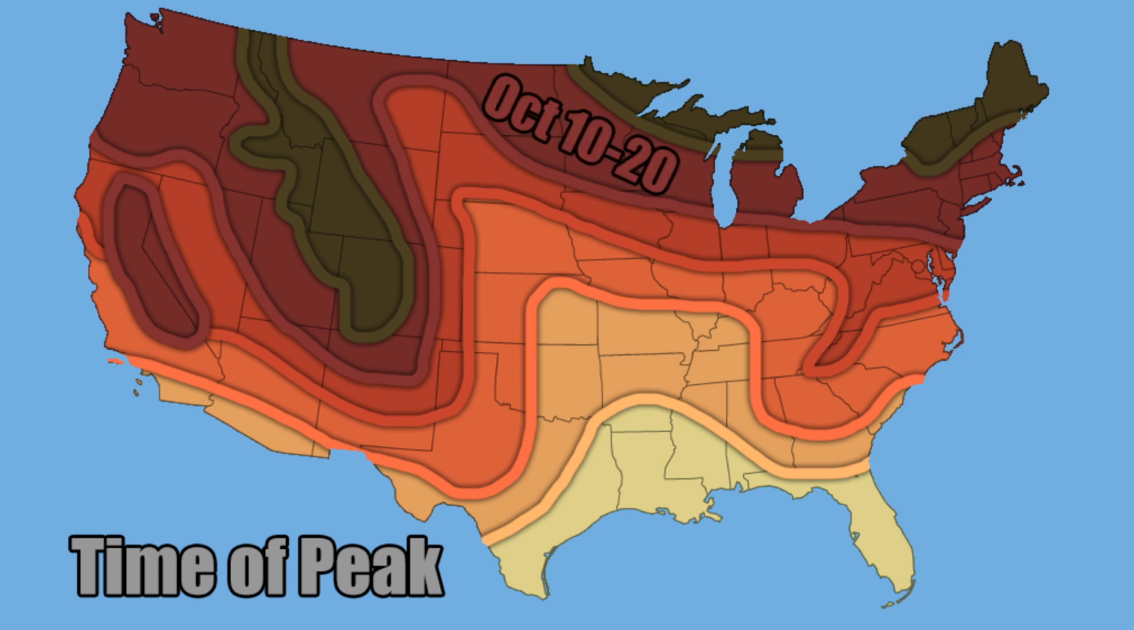Now, in this kind of maroon color here, we have an October 10th to 20th peak on average for these regions, and this includes kind of areas surrounding the Rockies, including the Northwest. This also includes the Sierras in California and Nevada, and then also kind of moves up into the northern plains, the Great Lakes, and then down through the Northeast as well.